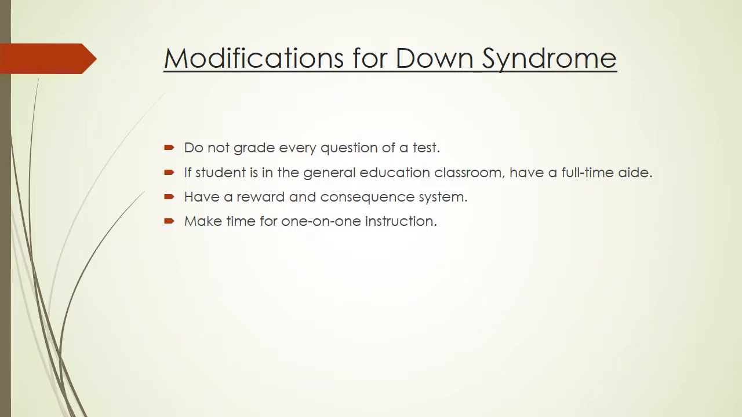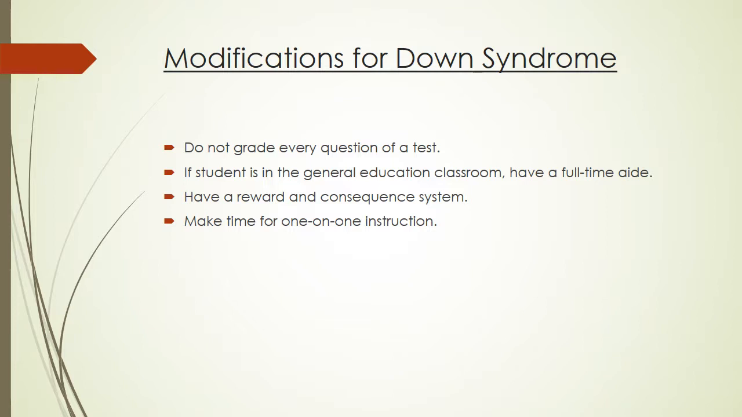Some modifications. Don't grade every question of a test. If they take the test, if they answer everything, or if they don't, grade every question because they may not have understood everything clearly. Take that into account. If they're in the general education classroom, it's usually a good idea to have a full-time aide unless they are fairly high functioning with Down syndrome. A reward and consequence system is good, especially with the developmental delay, possibly some misunderstandings of good and bad behavior. A repetitive reward and consequence system is beneficial.